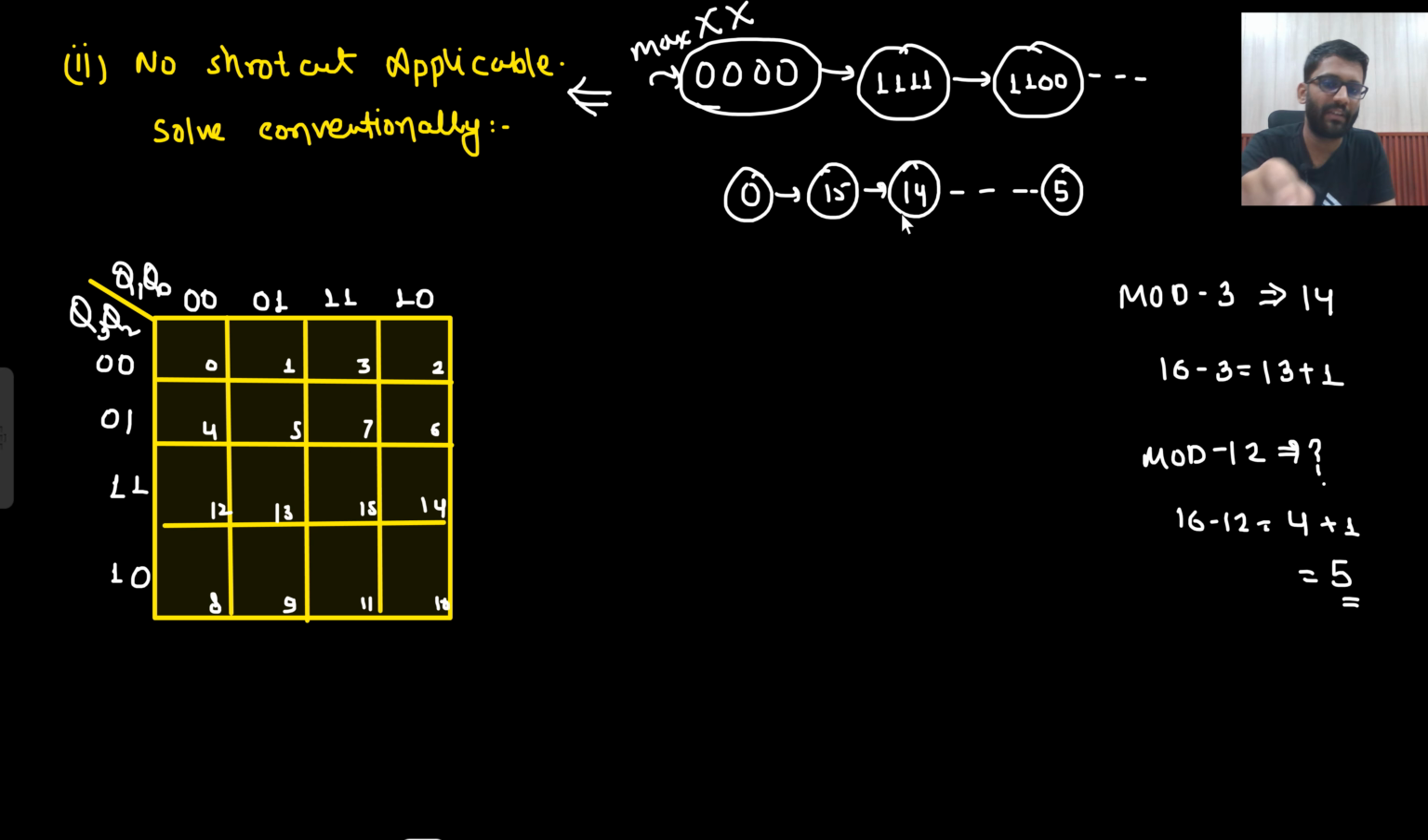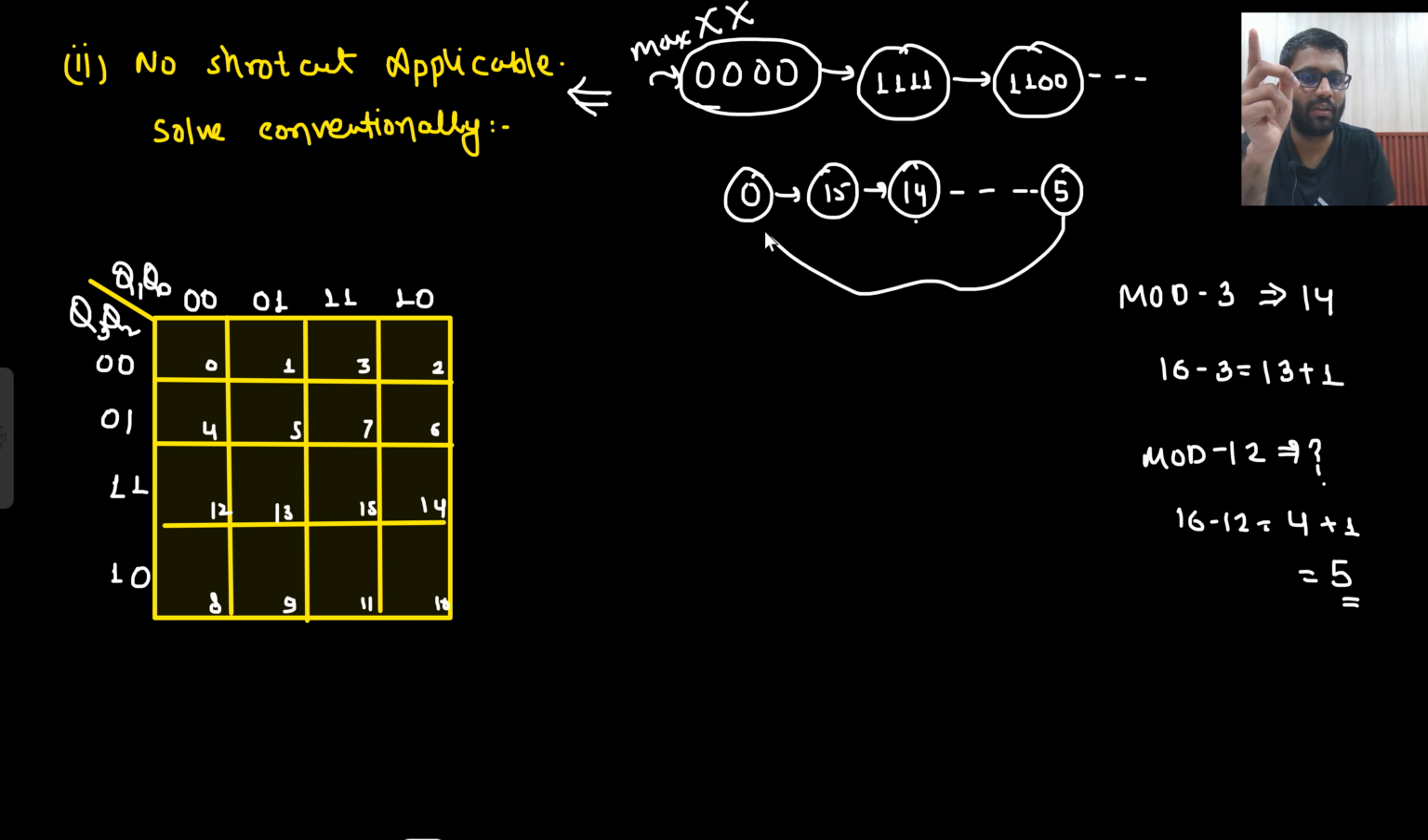What did I do here? If I was designing a mode 3 counter, then my final state would have been 14. 0, 15, 14. So how can I get 14? 16 minus 3 gives me 13. I need 14, so plus 1 I need to do. If I am designing a mode 12 counter, 16 minus 12 is 4, but plus 1 I need to do. So this will be my final state.